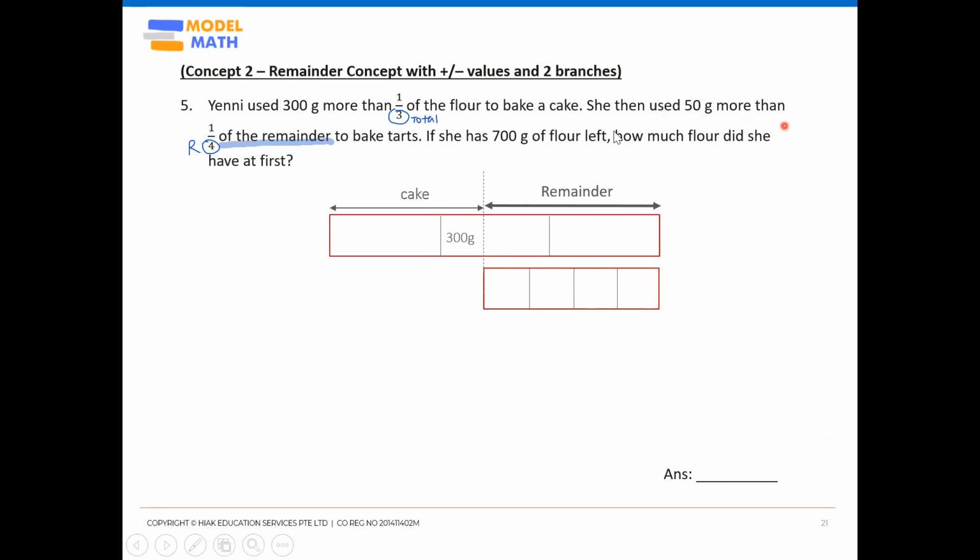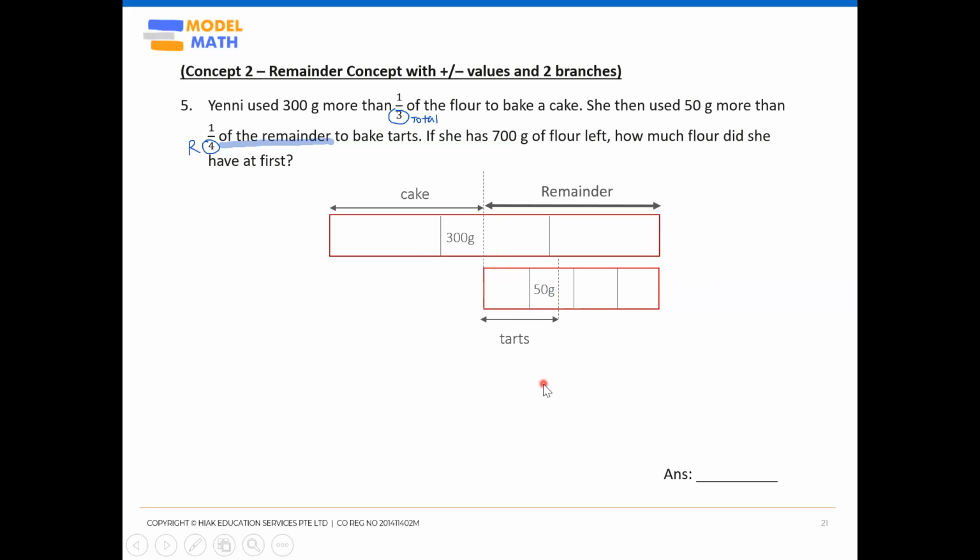So she used 50 grams more than 1 part of the remainder to bake the tarts. So 1 unit with an additional 50 grams. So the additional 50 grams somewhere here. So draw a dotted line again. Your 50 grams will be on the left-hand side of the dotted line. And this part, 1 unit with 50 grams, will be the tarts.